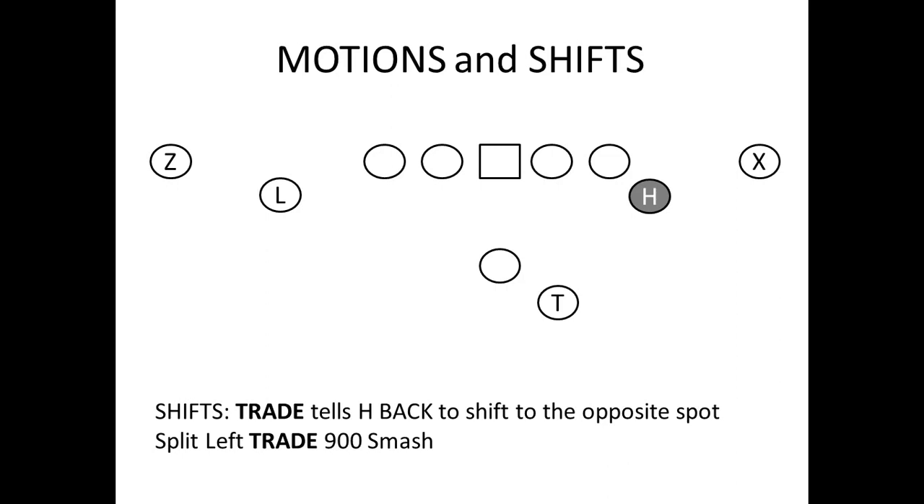So the example to play is split left trade 900 smash. 900 is sprint outs. That gives us the ability to get set strength to the right, then come back and trade him to the opposite side, and he can set the edge on sprint out protection. Trade, we tell him it's all the way to the hip, and it's a quick shift.